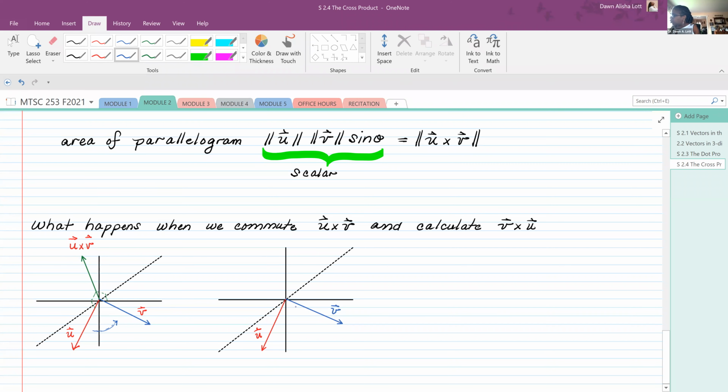But this time I do V cross U. Then the vector is going to be perpendicular, down here. So this is minus U cross V, which is V cross U. Okay.